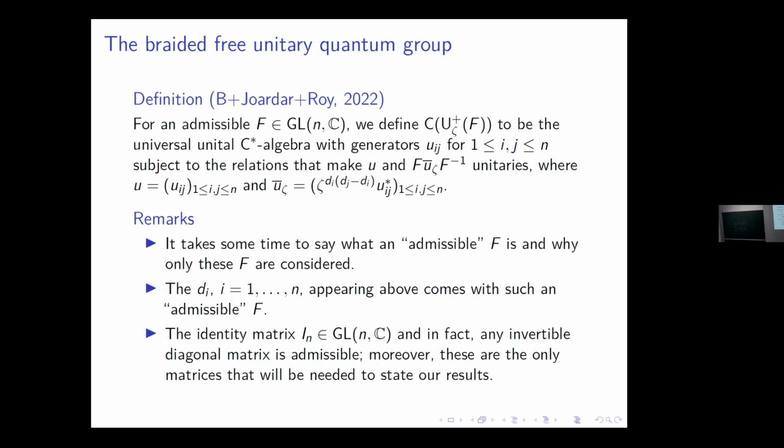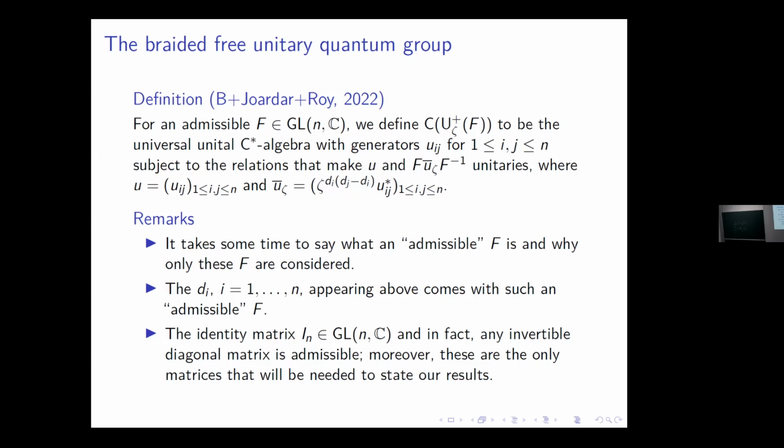So for an admissible matrix F inside GL_N(C), you define the functional algebra of the braided free unitary quantum group to be the unital C*-algebra with generators u_ij, such that the two matrices U and F U bar_xi F inverse are unitaries, where U is the matrix u_ij and U bar_xi is defined in the following way. So forget about the zeta stuff before. It's just u star ij. If you remove the zeta part, it's the conjugate matrix.